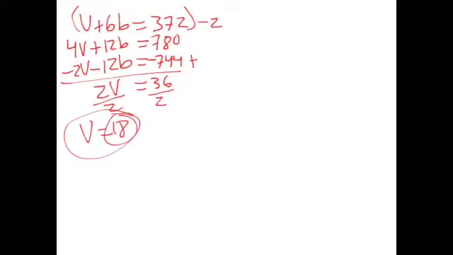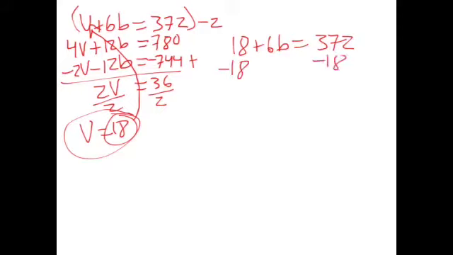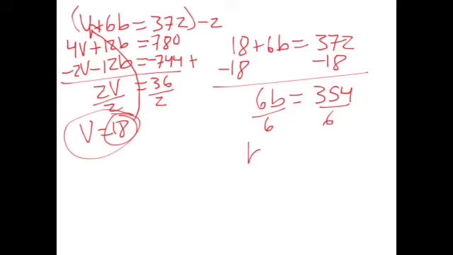And I can take 18 and plug that into this first equation that I had originally, because that's going to give me 18 plus 6 times the number of students in buses is going to equal 372. I just need to subtract the 18 and divide by the 6. 6b equals 372 minus 18, which is 354. And divide both sides by 6. That'll give you how many students fit in a bus. 354 divided by 6 is going to give me 59.